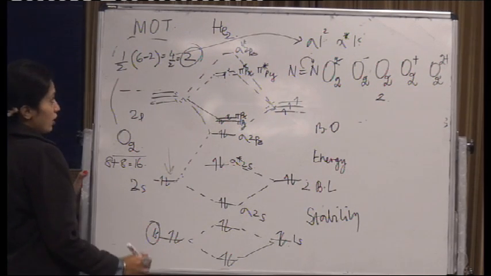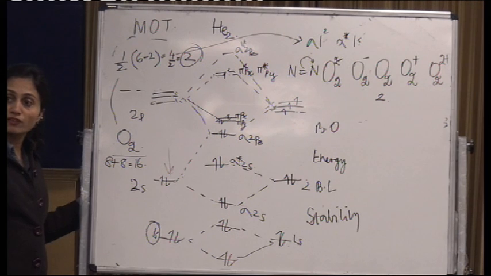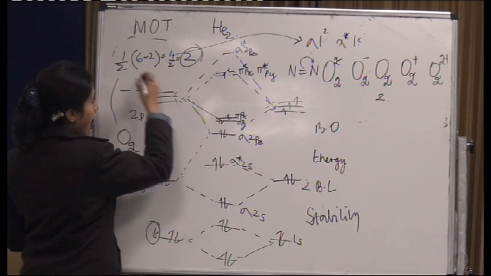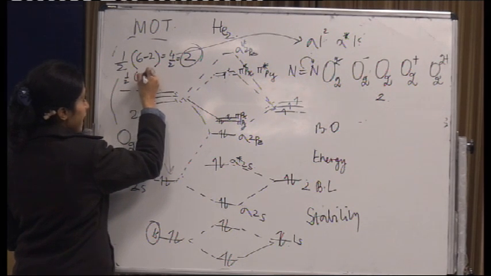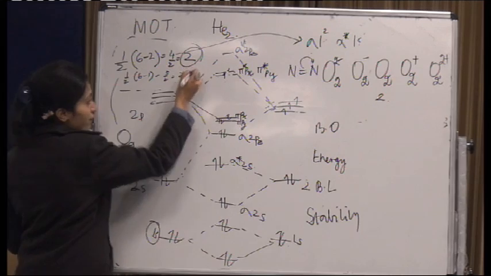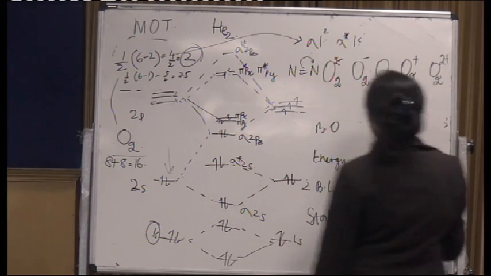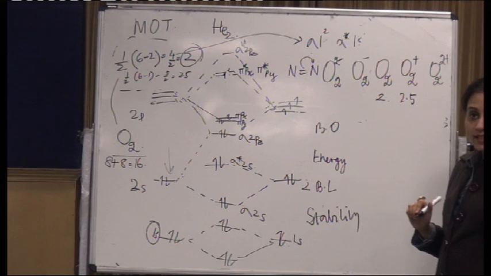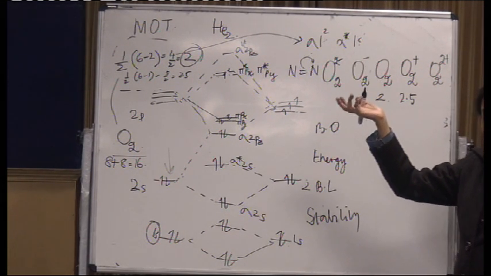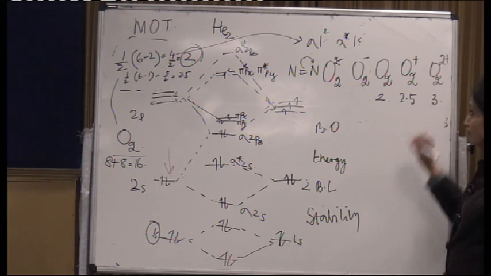What is the bond order of O2 plus now? O2 plus means one electron has been removed from the anti-bonding orbital. So that will be half of 6 minus 1, that is 5 by 2, so that will be 2.5. So O2 plus will be 2.5. Now O2 2 plus means that 2 electrons will be removed from the anti-bonding molecular orbital. So it will be half of 6 minus 0, that will be equal to 3.